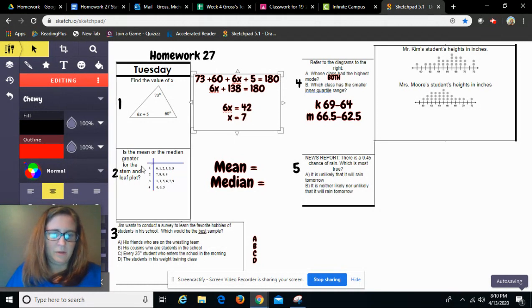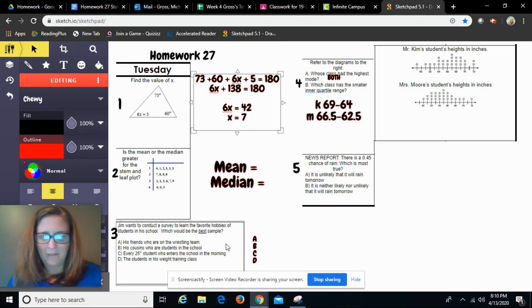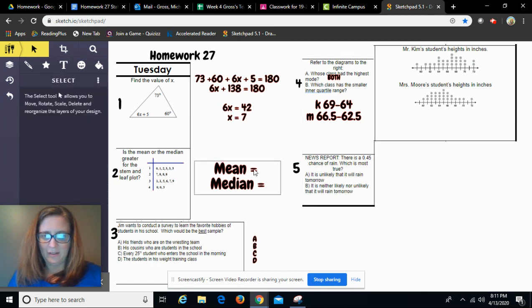All right, number 2, is the mean or median greater for the stem and leaf plot? So we're going to look at the mean here. For the mean, we're going to add them all up and divide by how many there are. Remember, when you're reading a stem and leaf plot, this is not 0, 1, 2. It's 10, 11, 12. This is the tens row, 20s, 30s, and 40s. So you're going to add all these numbers up and divide by how many there are. There are 19. I added them up already.